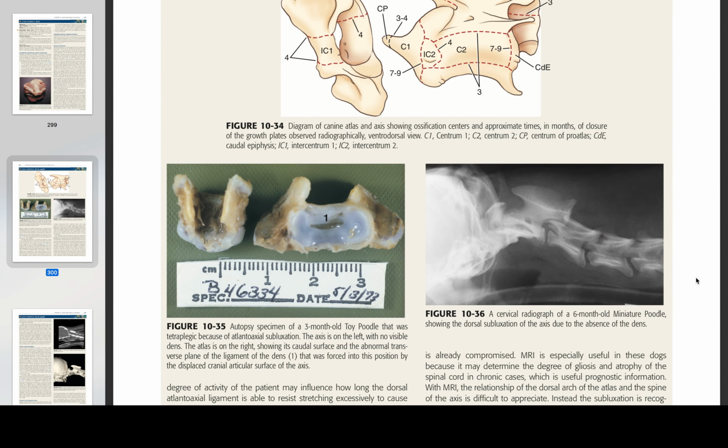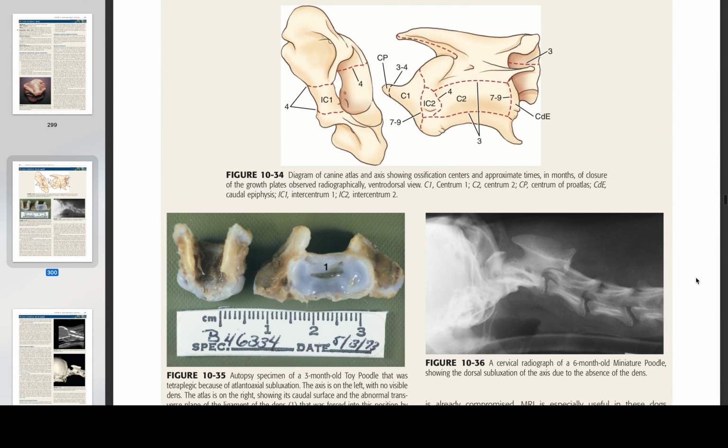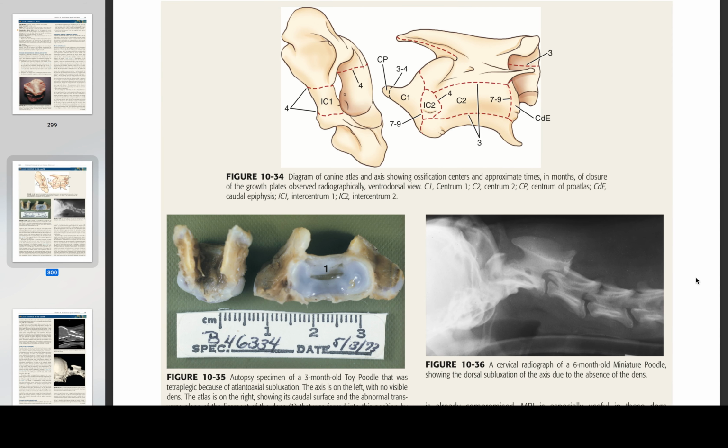Ventrodorsal or open mouth craniocaudal views may also show the lack of a dens, but care must be taken to avoid excessive manipulation of such a patient in which the cervical spinal cord is already compromised. MRI is especially useful in these dogs because it may determine the degree of gliosis and atrophy of the spinal cord in chronic cases, which is useful prognostic information. With MRI, the relationship of the dorsal arch of the atlas and the spine of the axis is difficult to appreciate. Instead, the subluxation is recognized by the dorsal displacement of the cranial articular surface of the axis and the enlarged occipito-axial joint complex secondary to subluxation.